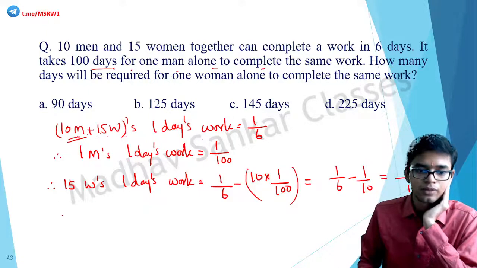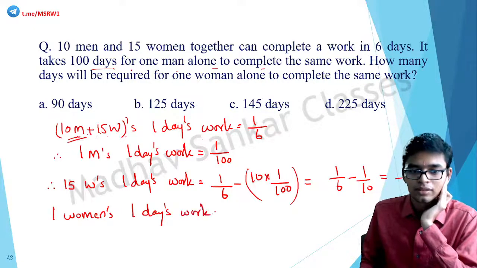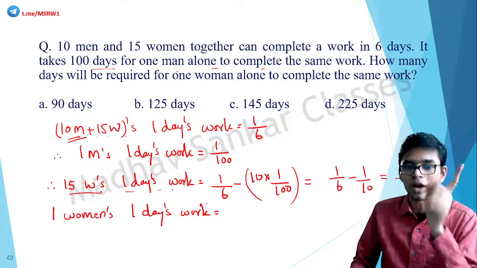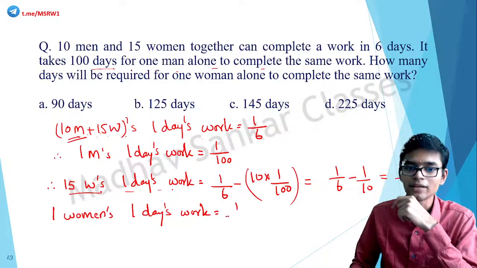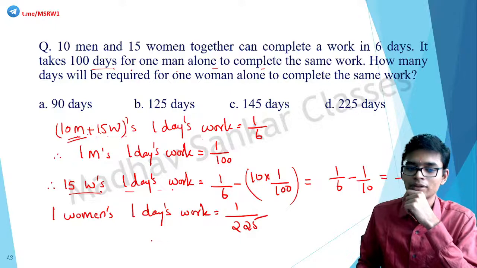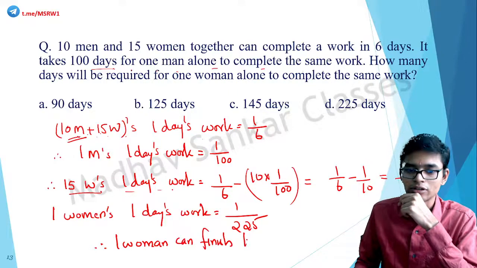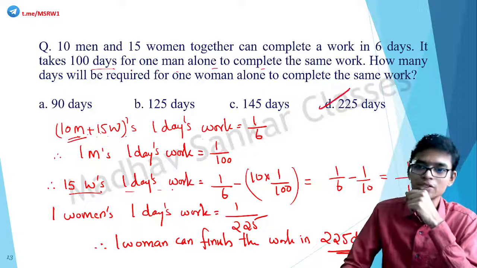Got it? Now, one woman's 1 day's work. 15 women's 1 day's work is equal to 1 by 15. So one woman's 1 day's work is 1 by 15 into 15. That is 1 by 225. Therefore, one woman can finish the work in the reciprocal of this, 225 days. So the answer is option D.